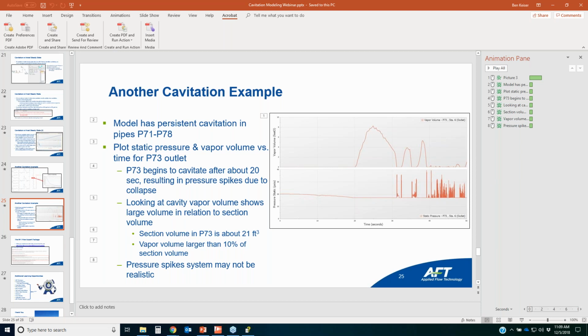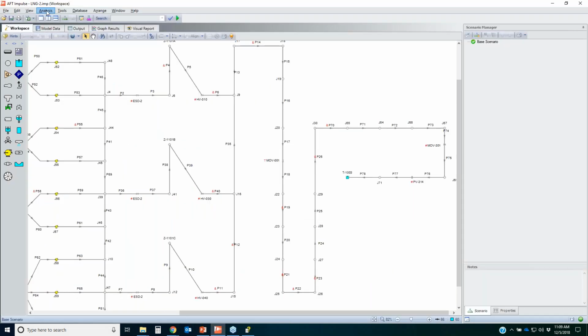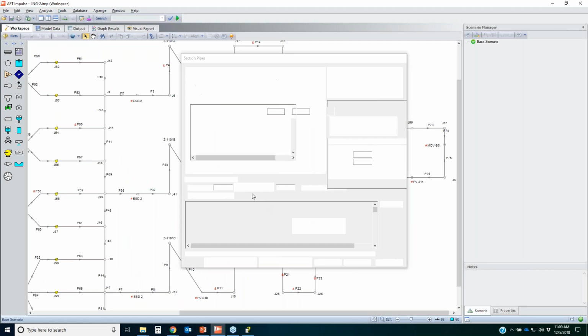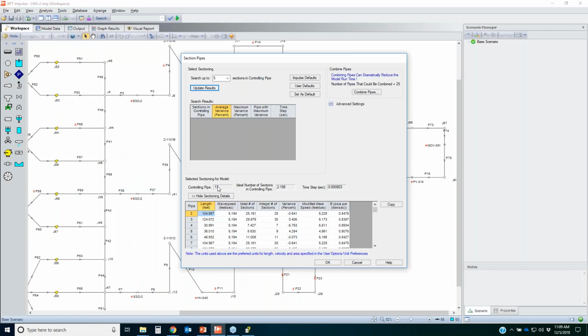Now, in this particular model that I'm using, my sectioning is a bit different. So here, my controlling pipe is pipe 13.